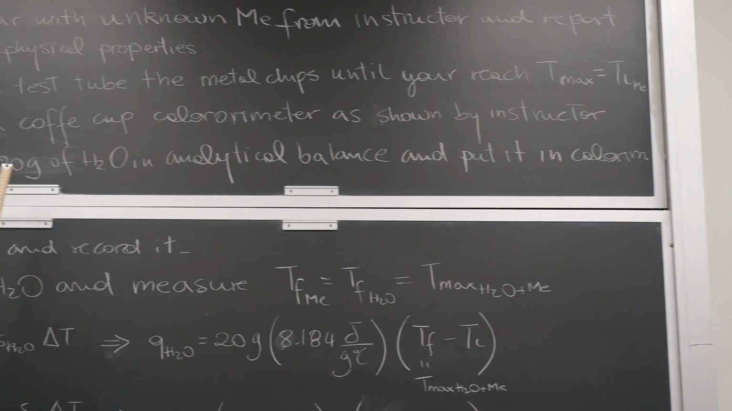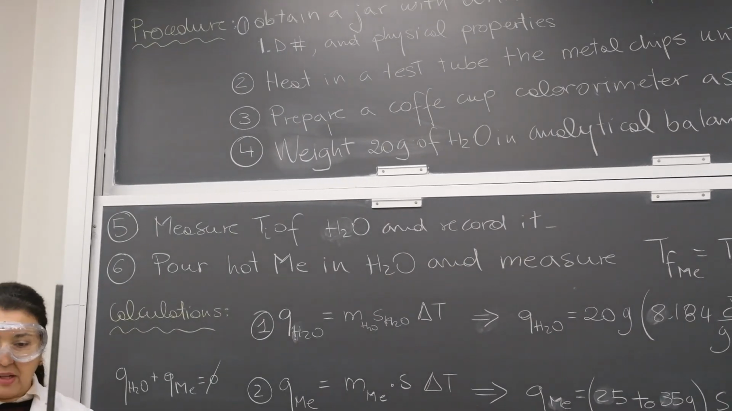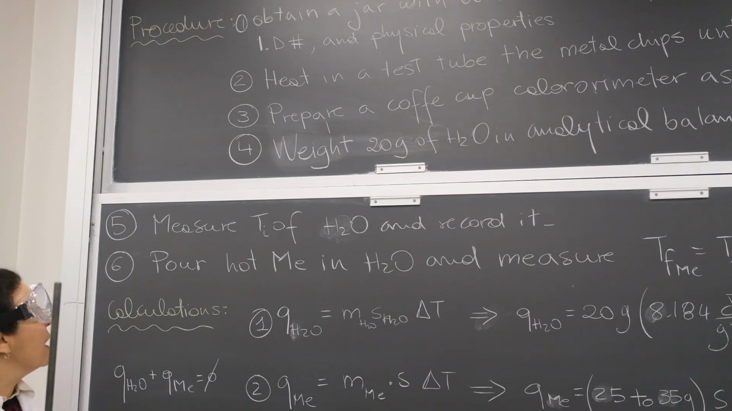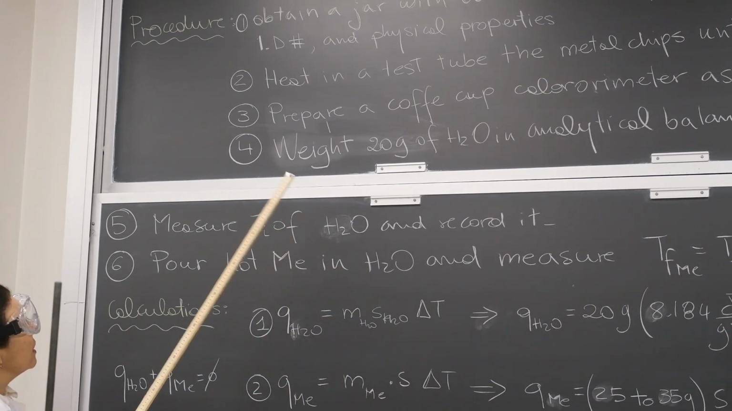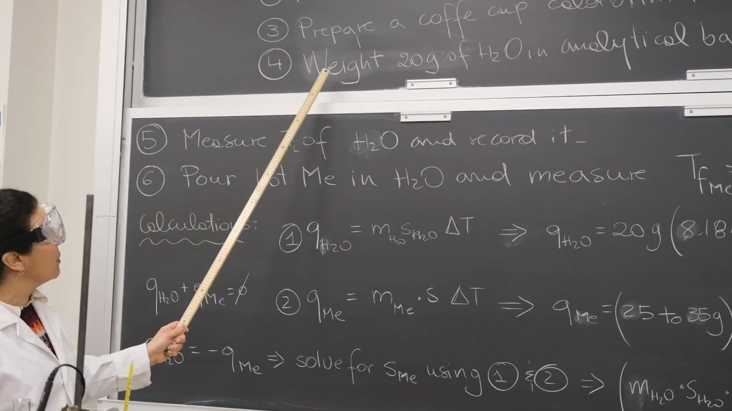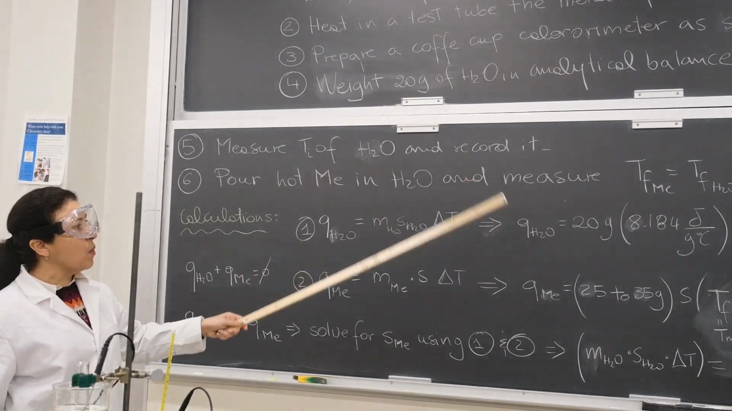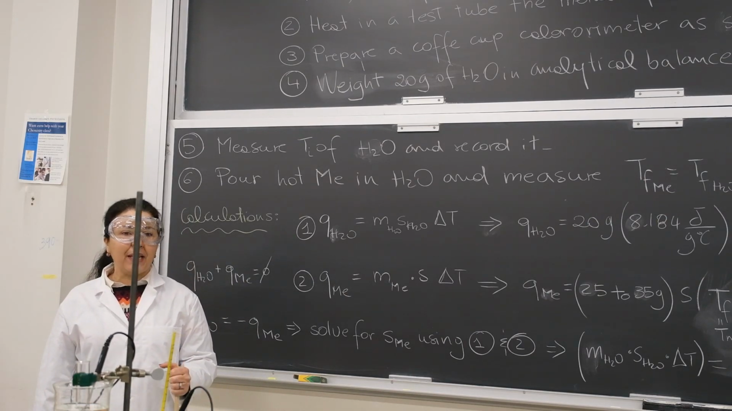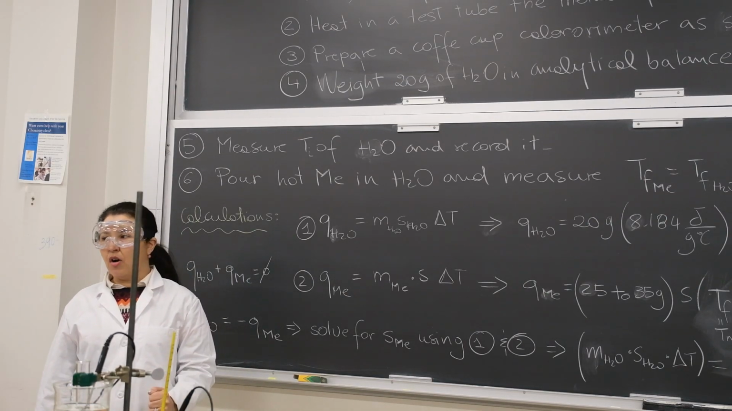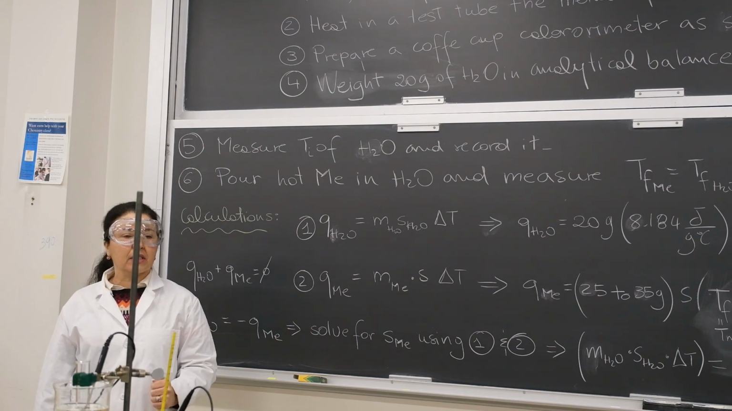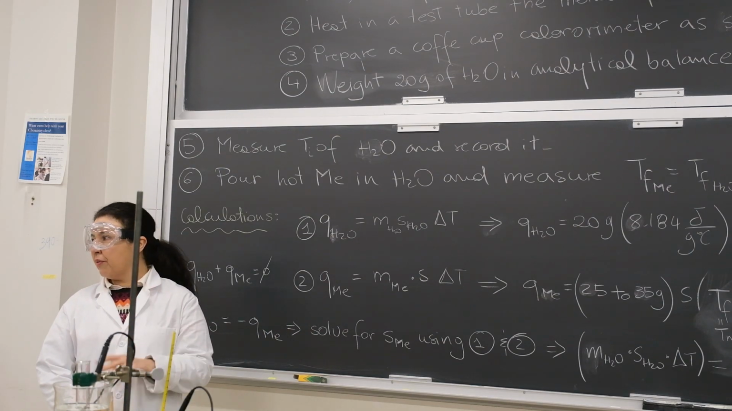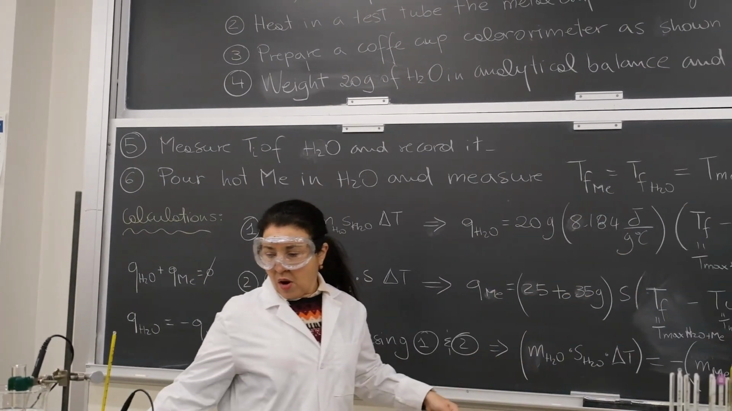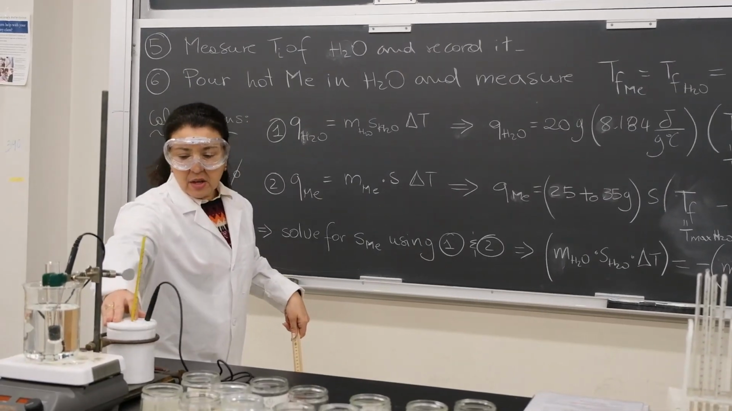Then while the water is boiling, you're going to prepare a coffee cup calorimeter. You're going to weigh 20 grams of water, always in the analytical balance. So please record all the significant figures after the decimal point, all 4, okay? And then put the water in the calorimeter.